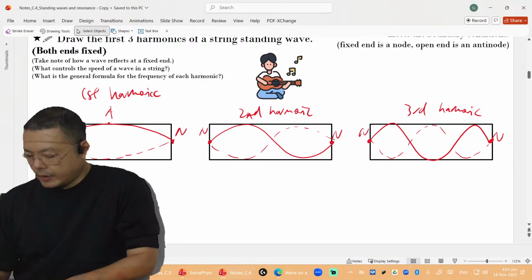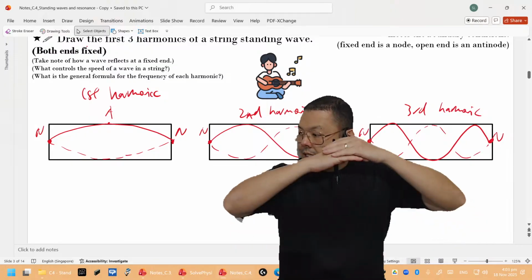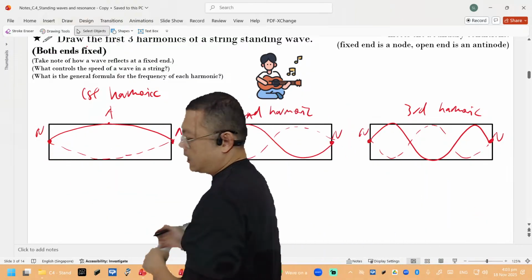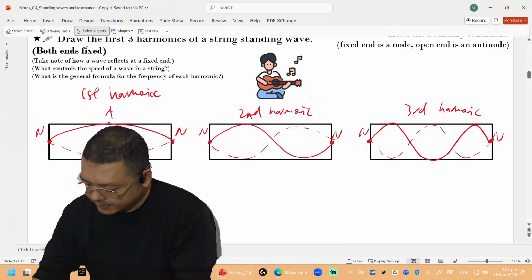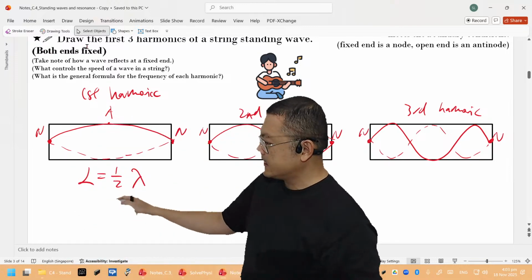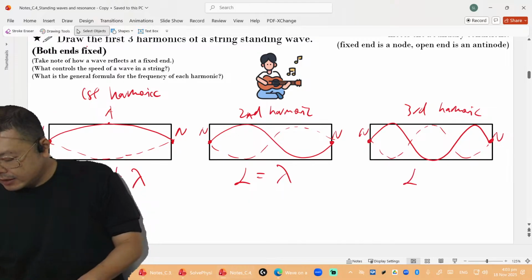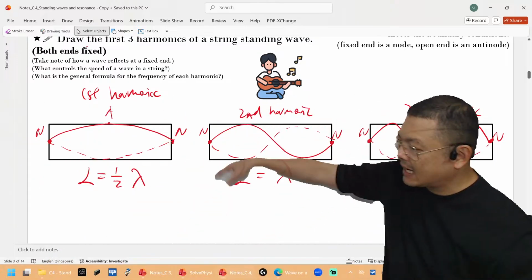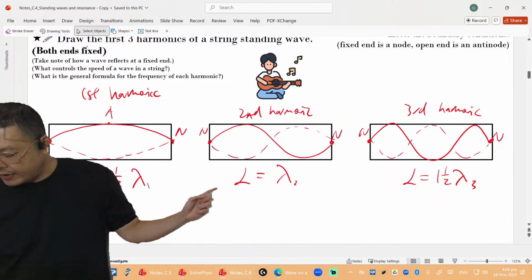Then this one here, the length of the string. Even though the string looks like a curve, the length is still considered as the length across the equilibrium. So L is equal to half lambda. Here L is equal to lambda, and this L here is equal to 1.5 lambda. But the lambdas are all different because this is the first, second, and third harmonic, so I'll call them lambda 1, lambda 2, lambda 3.